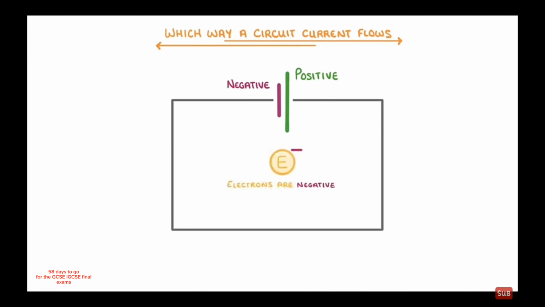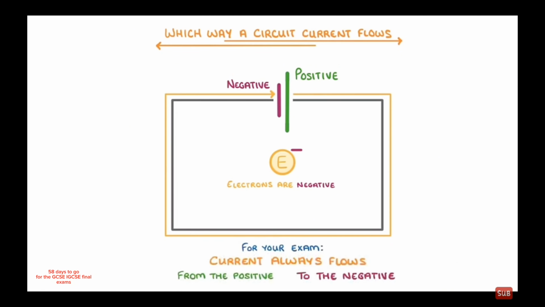Now, because electrons are negatively charged, they flow around the circuit from the negative terminal to the positive terminal. However, when people first discovered electricity, they didn't know anything about this. So they decided that current flows from positive to negative, and we now keep this convention, sometimes calling it conventional current. So even though it's a bit weird, just remember that for your exams, current always flows from the positive terminal to the negative terminal.